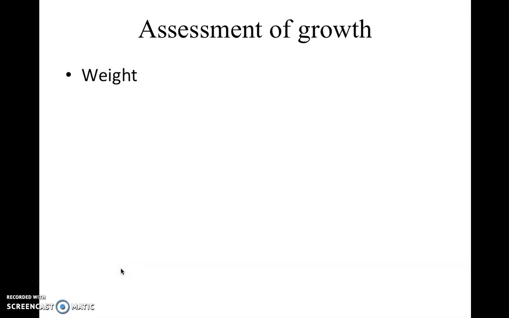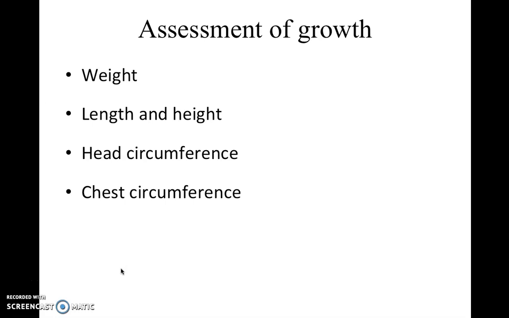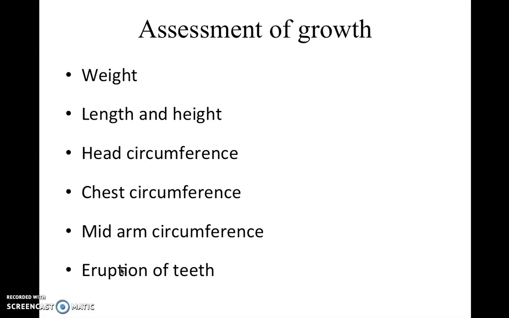Assessment of growth can be easily done with measurements like weight, weighing the child, and length and height. When the child is in a lying down position, especially a newborn or infant, we take the length of the baby, and when the child stands, we take the height of the baby. Then head circumference, chest circumference, mid-arm circumference, eruption of teeth, and osseous growth. So these are some of the domains through which we assess the growth of the child or the individual.